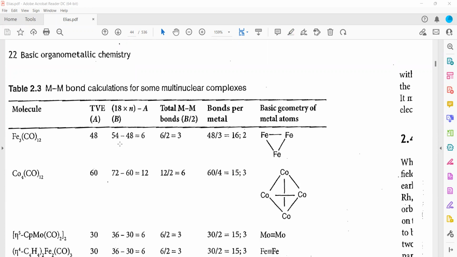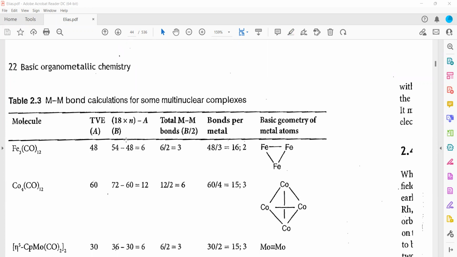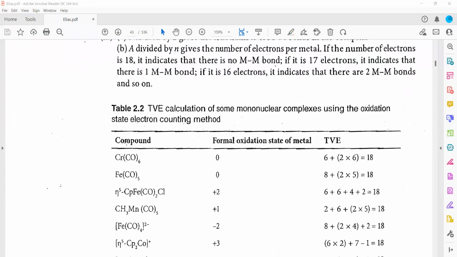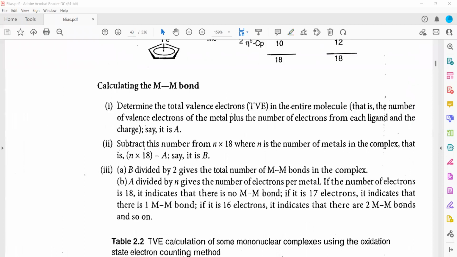So hello everyone. In the last lecture we studied how to calculate the metal-metal bonds in a metal complex, for which there are certain rules that need to be followed. Let us again start from there, because we need to solve questions like calculate metal-metal bonds. So how do we do this?